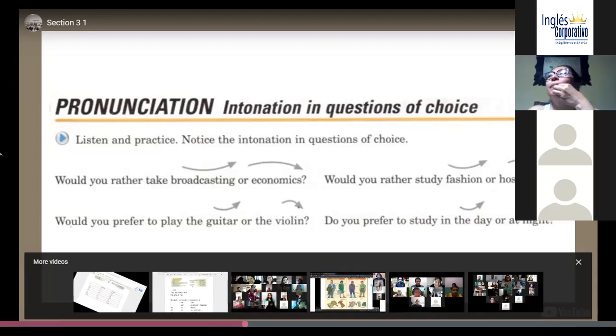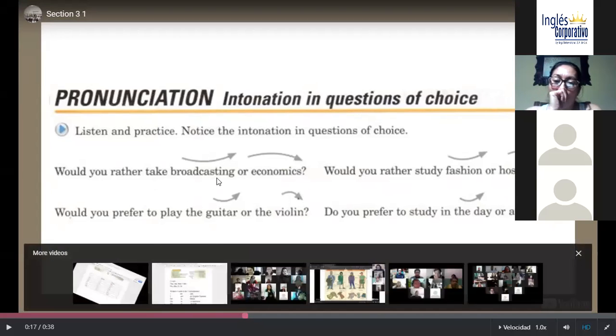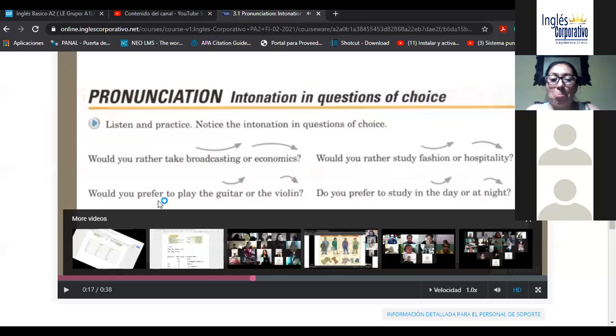and falling intonation. The same happened with sentence number three, what we say, would you rather study fashion or hospitality? Okay, fashion, that's a rising intonation, and hospitality, it's a falling intonation. The last one says, do you prefer to study in the day or at night? So there we are using the same, the day as rising intonation and at night as falling intonation. Questions of choice.